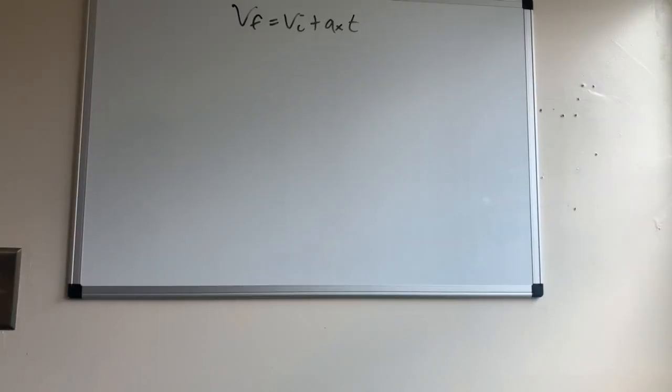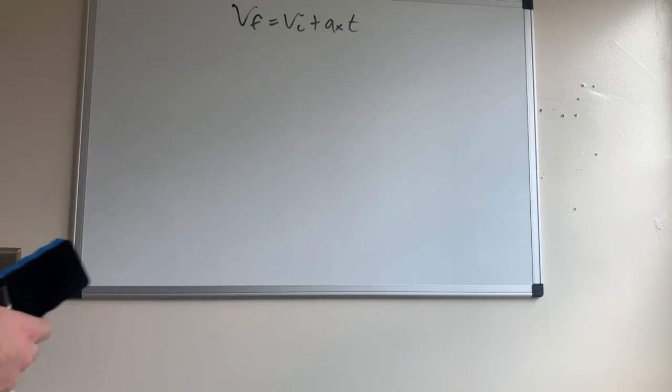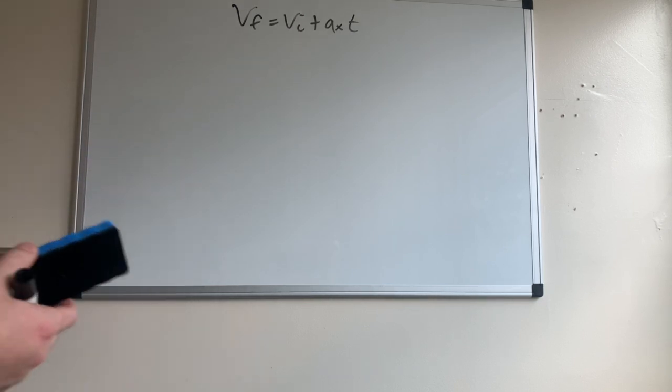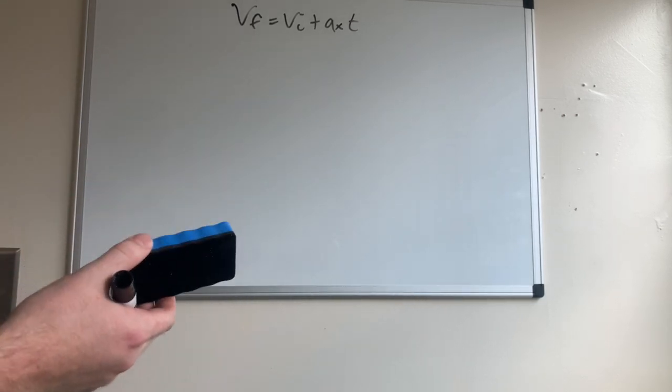Okay, so in this example, we're given an equation that relates the final velocity to some other variables, and we're asked for the dimensions of VF. So in order to find that, we just need to remember that any equation needs to be dimensionally consistent, meaning the dimensions on the left-hand side have to be the same as the dimensions on the right-hand side.